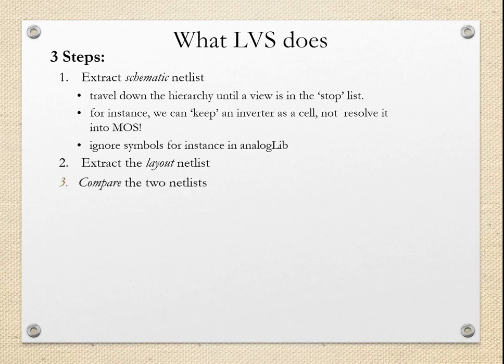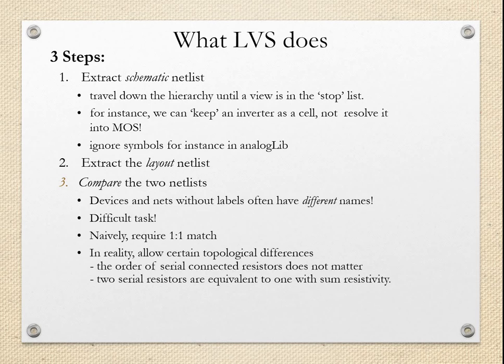Then compare the two netlists. Devices and nets without labels often have different names. So it is a difficult task. It will require a one-to-one matching. So in reality, allow certain topological differences. The order of serially connected resistors does not matter. 2 serial resistors are equivalent to 1 with the sum resistivity, like this. So if R1 and R2 are connected in series, then R1 plus R2 is equivalent to that.